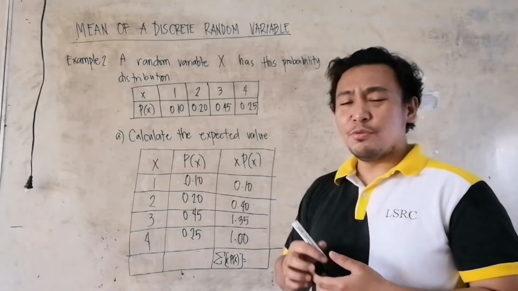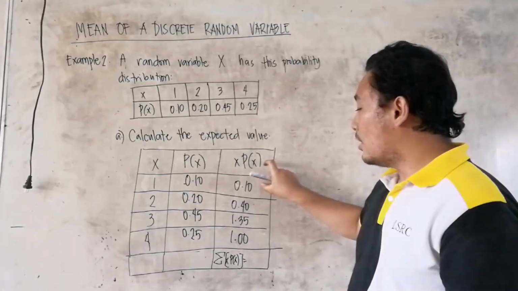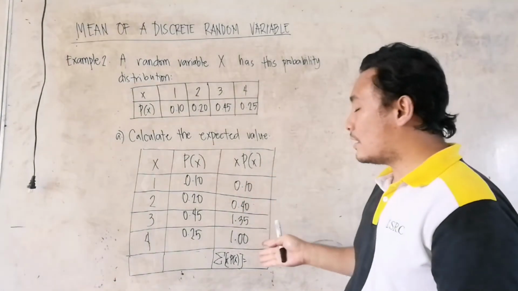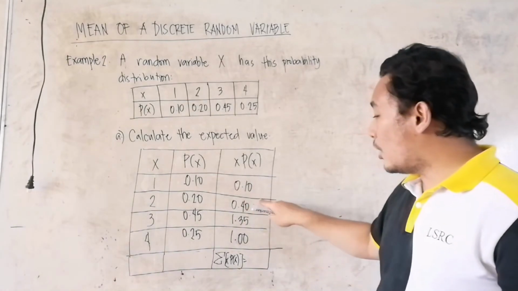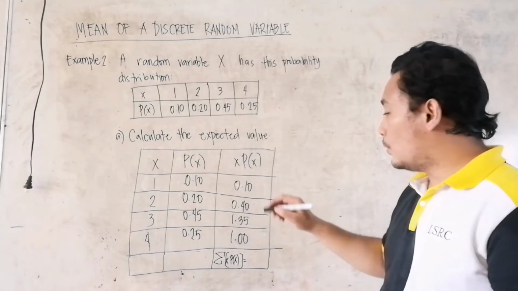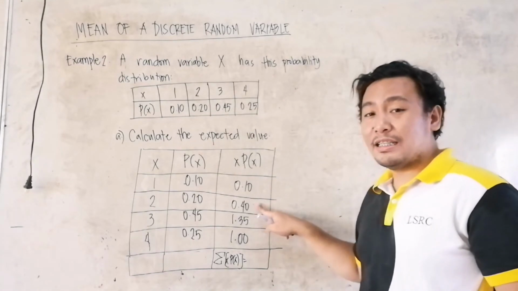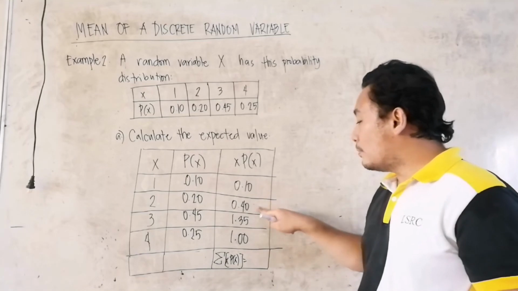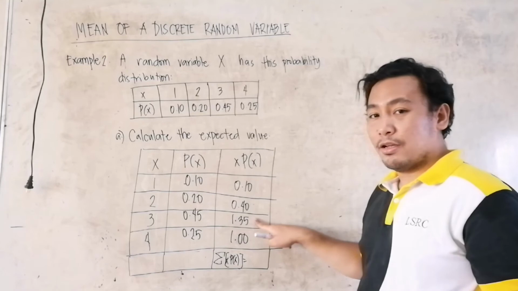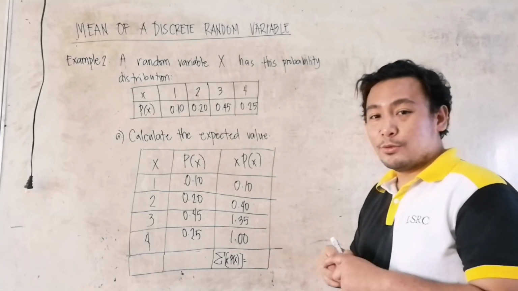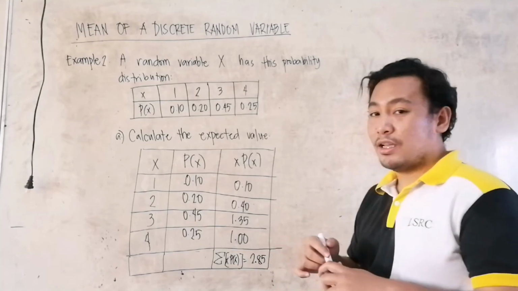Oh, again, paano ulit natin i-calculate yung expected value? Ngayong na-multiply na natin to, we already have the products. So, ano yung next na gagawin natin? Very good. We will just add all the products. So, 0.10 plus 0.40 is equal to 0.50. 0.50 plus 1.35 is equal to 1.85. 1.85 plus 1 is equal to 2.85.